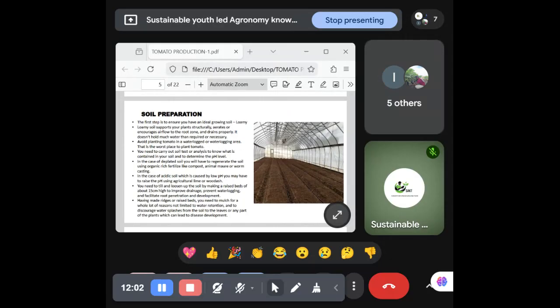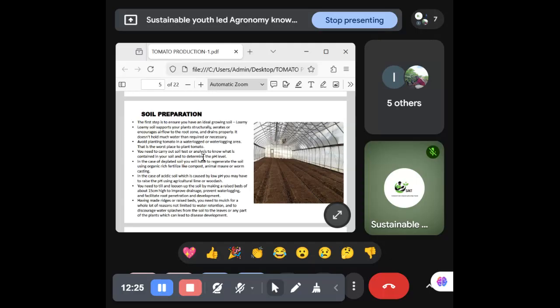Let's look at the third item on the list. Avoid planting tomato in a waterlogged area. That is the worst place you can plant tomato. Your planting site must be free from waterlogging or excessive water.